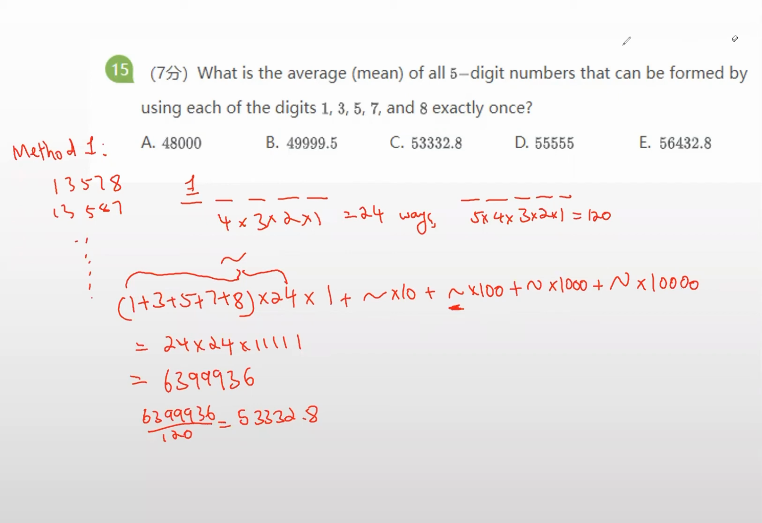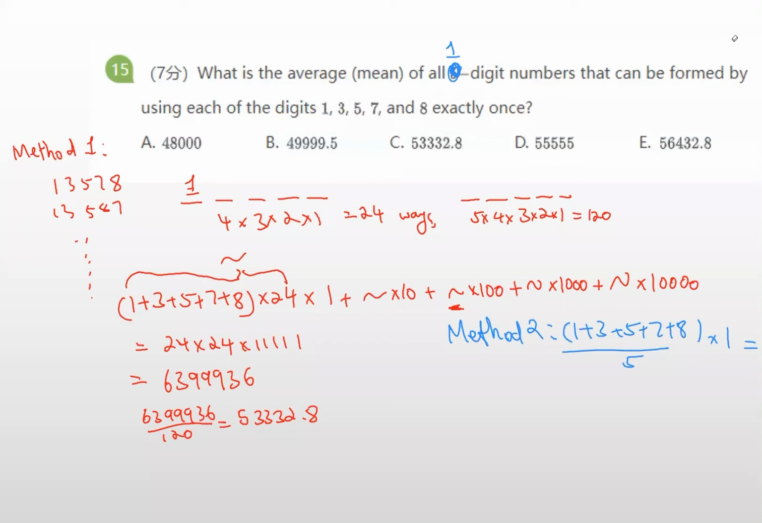Yes. Okay. So now I'm going to introduce you to method two, which is going to be a really easier way. Method two, you're going to love this way. We don't have to do so much calculation, but you have to understand it. First of all, think about, if I change the question, let's not say 5-digit number. What about 1-digit number? That's going to be easy, right? That's just (1 + 3 + 5 + 7 + 8) / 5, right? Or we can say times 1/5. Why times 1? Because it's on the unit, they only appear once on the unit digit, right?